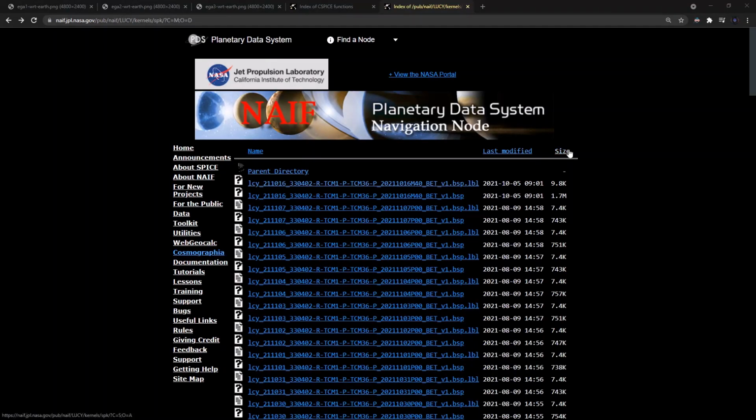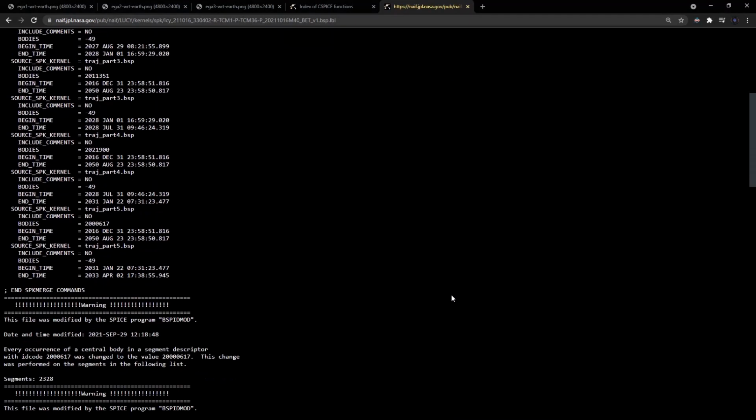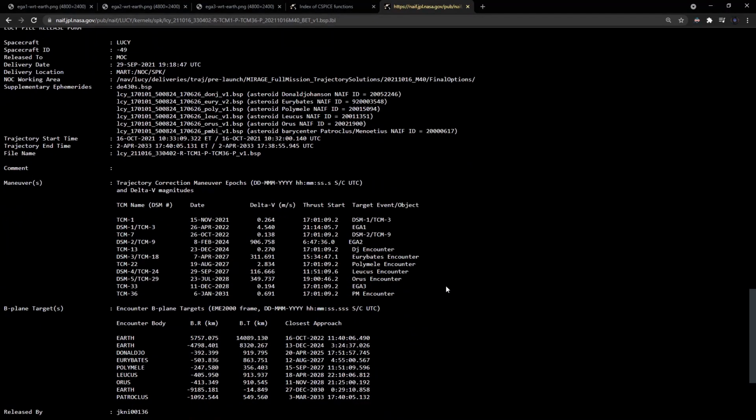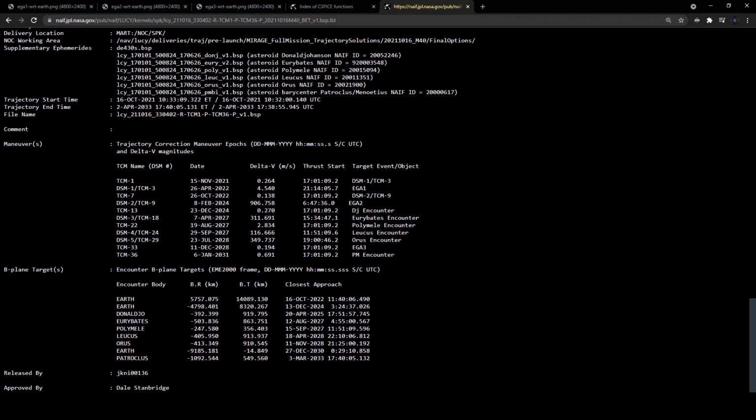All of this trajectory data comes from the NAIF website in the form of BSP SPICE kernels, and if we take a look at this file, we can see all the information about the deep space maneuvers/trajectory correction maneuvers and the B-plane targeting of all the flybys.